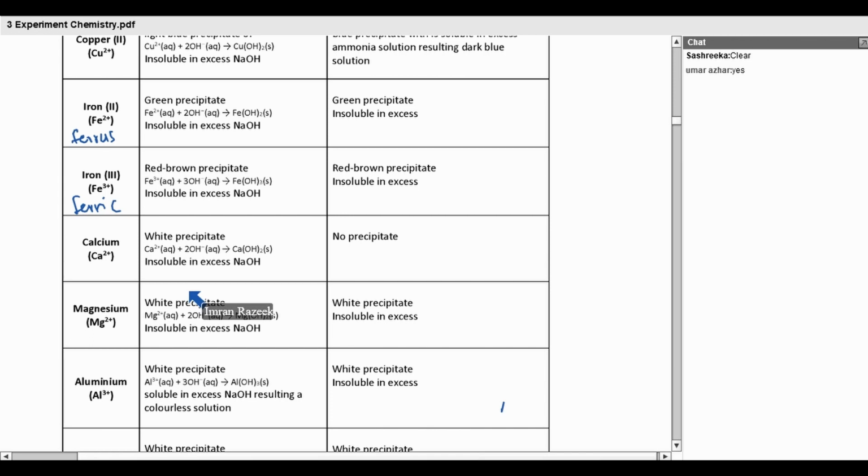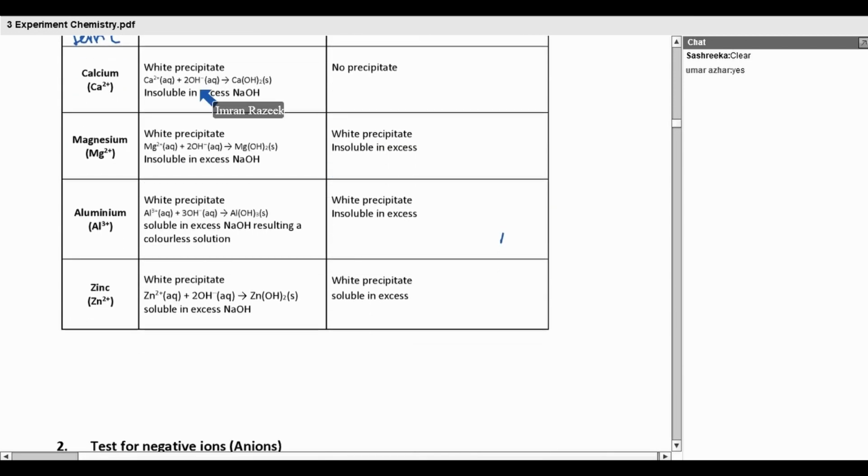Anyway, so magnesium likewise, you get a white precipitate which is insoluble. That's the only white precipitate which is insoluble in both alkalis. Strong alkali and weak alkali, magnesium is a white precipitate which is insoluble. That's the only ion which gives the same observation, the white precipitate insoluble, for both strong and weak alkali.